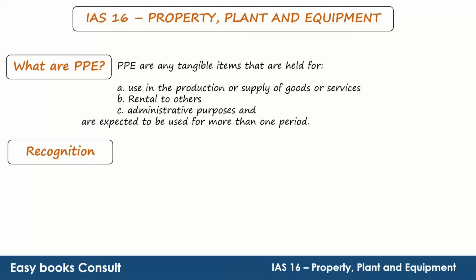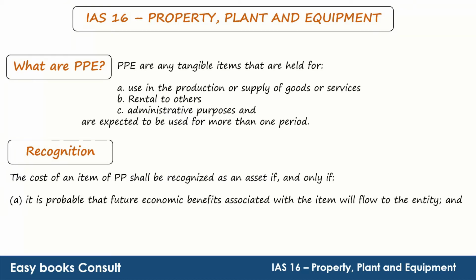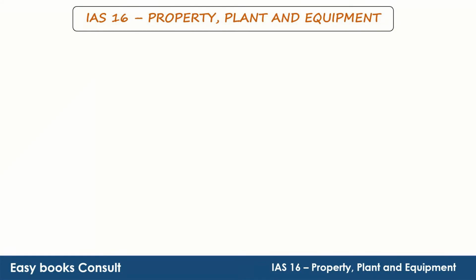Recognition. The cost of an item of PP&E shall be recognized as an asset if and only if it is probable that future economic benefits associated with the item will flow to the entity and the cost of the item can be measured reliably. PP&E are to be recognized at cost initially.